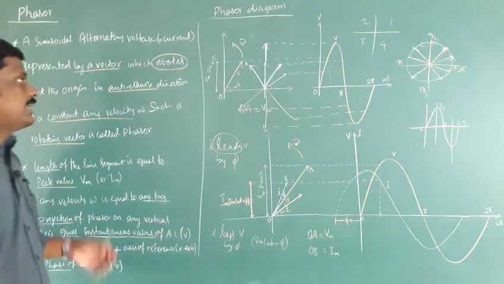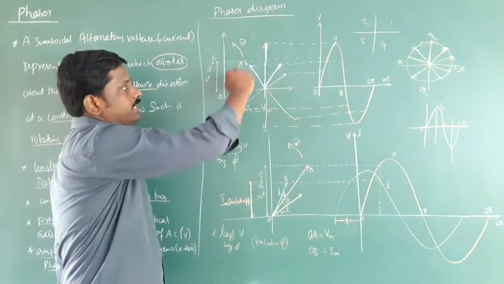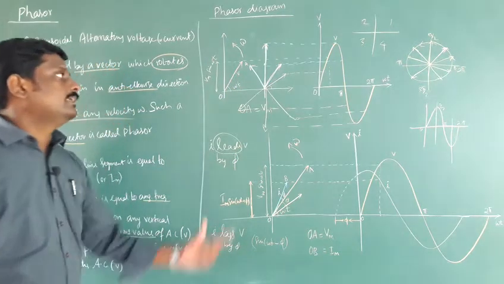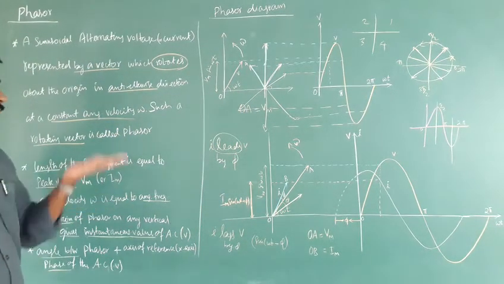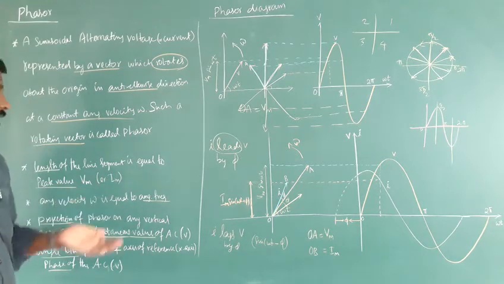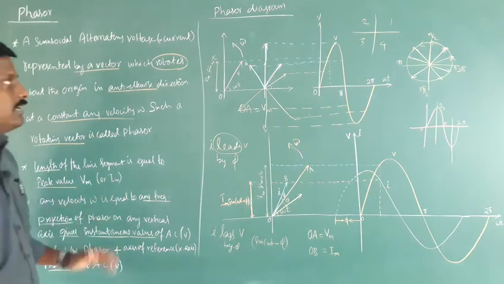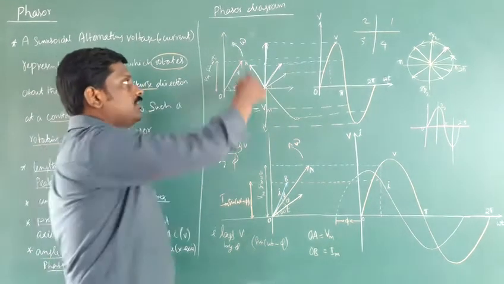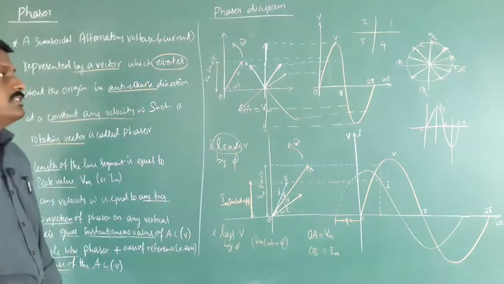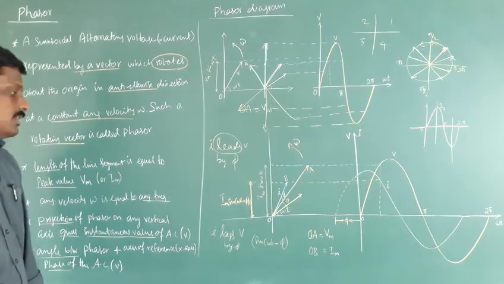The length of the line segment, OA, is a vector, that is the phasor. The length of the line segment should be equal to the maximum value, that is the peak value, of the alternating voltage or current. Then the angular velocity: it rotates in the anticlockwise direction, and the angular velocity is equal to the angular frequency of the alternating voltage or current.